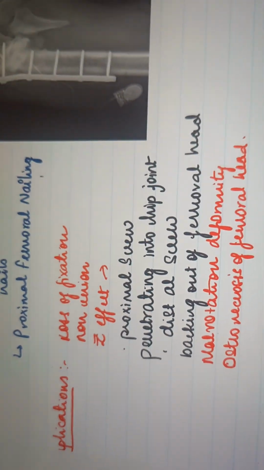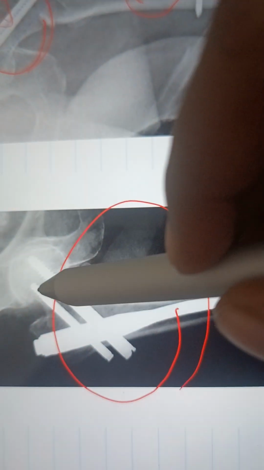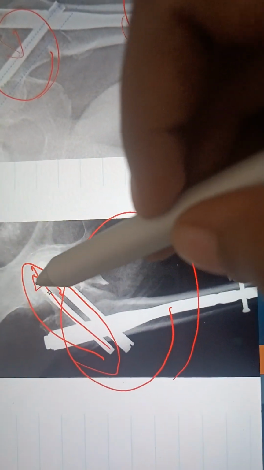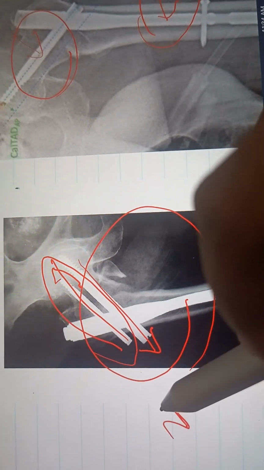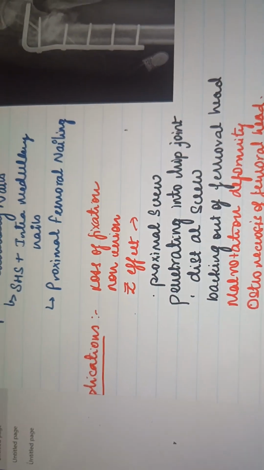Next comes complications. Complications are loss of fixation, non-union, and Z effect. In Z effect, the proximal screw penetrates into the hip joint and the distal screw backs out of the femoral head. So in Z effect, this is the proximal screw, which goes inside the hip joint, whereas the distal screw comes backing out. So this is known as Z effect. It is one of the complications. Also malrotation deformity and osteonecrosis of the femoral head. So these are the complications of the intertrochanteric fracture.